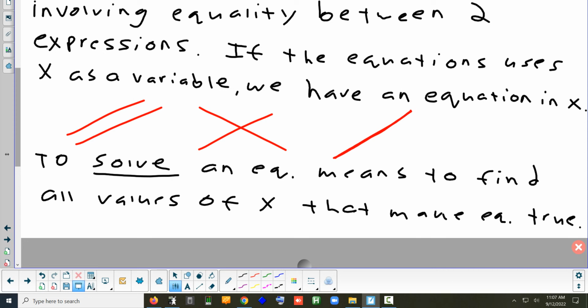Now with quadratic, you think of like a parabola, and think of how many times a parabola could cross the x-axis. 0, 1, or 2.